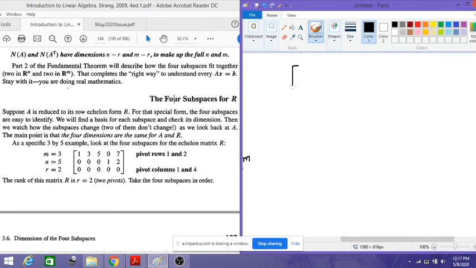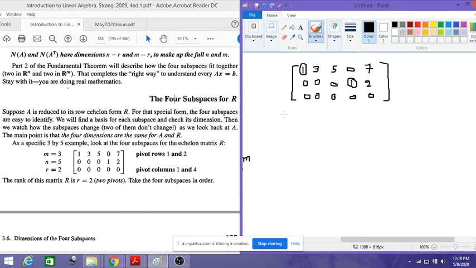I'll take one matrix, the reduced matrix: 1 3 5 0 7. This is not the matrix A, this is the reduced matrix. After reducing this matrix to echelon form, the third row is equal to 0. So how many pivots do we have here? We have a pivot 1 here and a pivot 1 here.